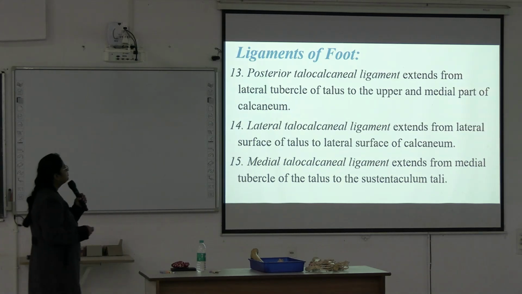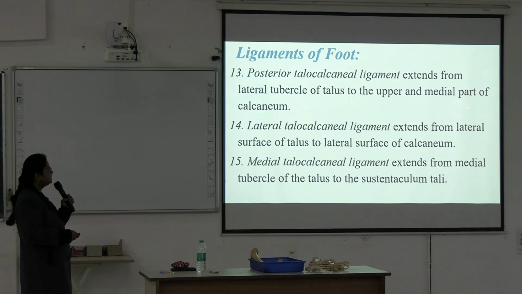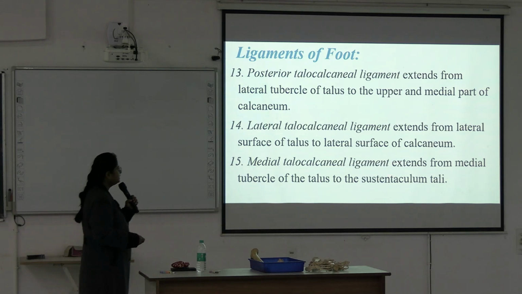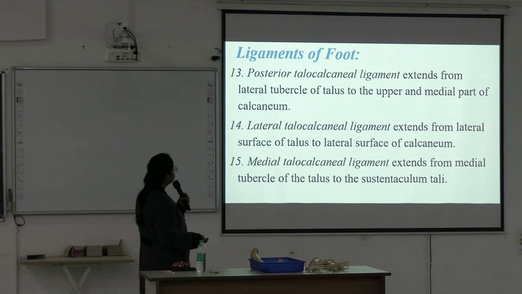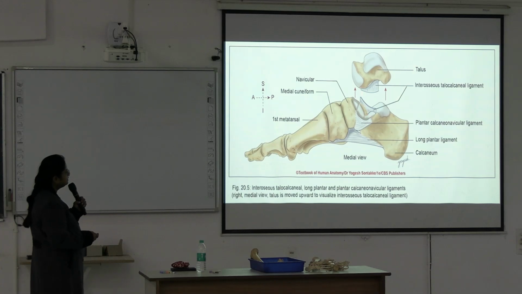Next, other ligaments. Posterior talocalcaneal ligament extends from the lateral tubercle of talus to the upper and medial part of the calcaneum. Lateral talocalcaneal extends from the lateral surface of talus to the lateral surface of calcaneum. Medial talocalcaneal extends from the medial tubercle of talus to the sustentaculum tali. Next, see the ligaments. Interosseous talocalcaneal ligament. This is the plantar calcaneo-navicular ligament connecting calcaneum and navicular. This is the long plantar ligament, and deep to it will be the short plantar ligament.